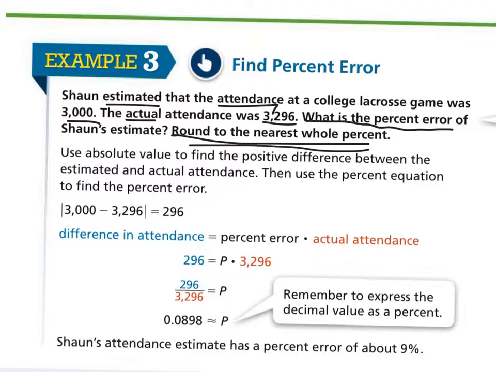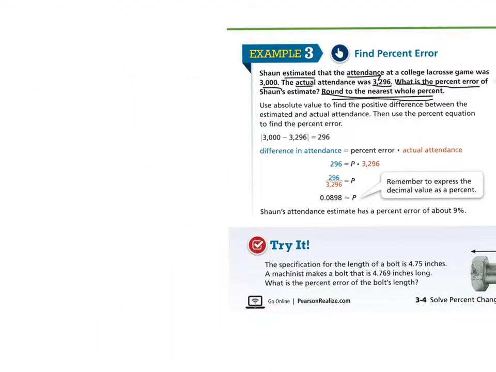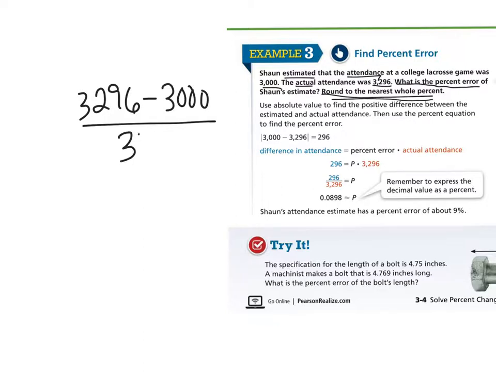So it's really the same idea as what we did on percent change. For percent error, we're just looking at the change divided by the original amount. So the change is how far off they were compared to the original. Now the original, in this case, is the actual. So it's the change divided by the actual, you could say. And again, they did ask us to round this to the nearest whole percent.